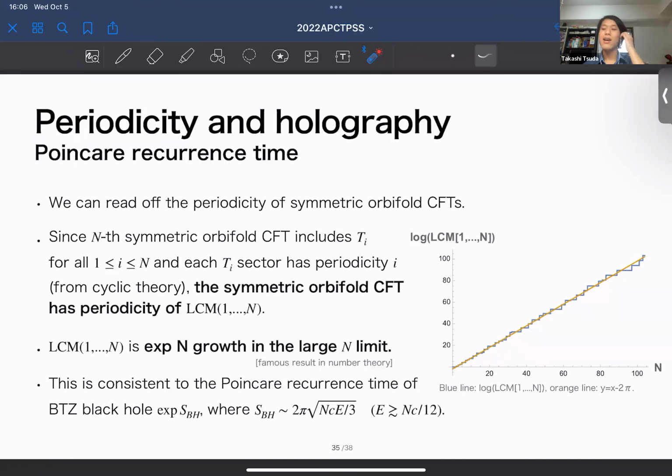Now I talk about the periodicity and the relation to holography. We can read off the periodicity of symmetric orbifold CFTs. Since the nth symmetric orbifold CFT includes T_i for all i from 1 to n, and each T_i sector has periodicity i from the results of the cyclic theory, the symmetric orbifold CFT has a periodicity of the least common multiple of 1 to n. And this grows exponentially in n in the large n limit.